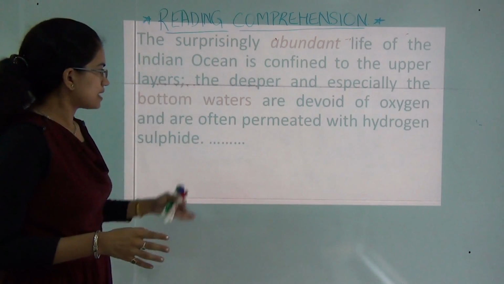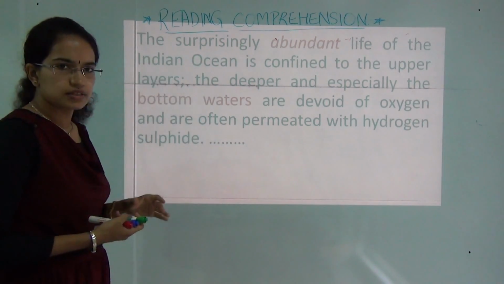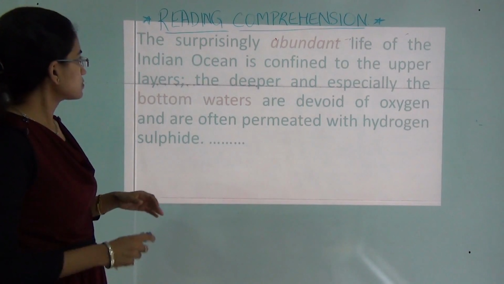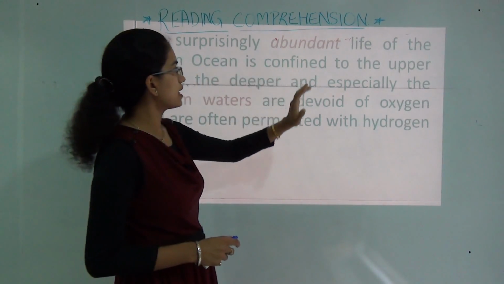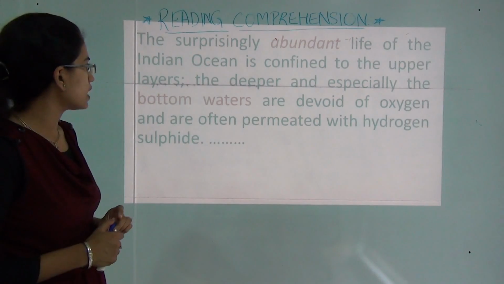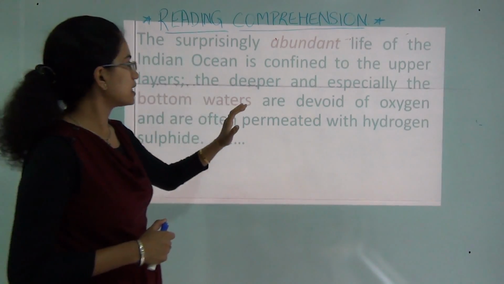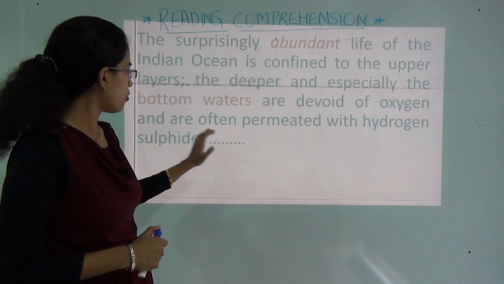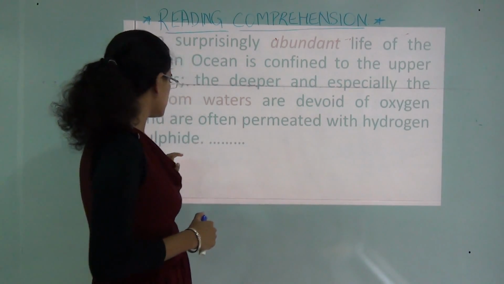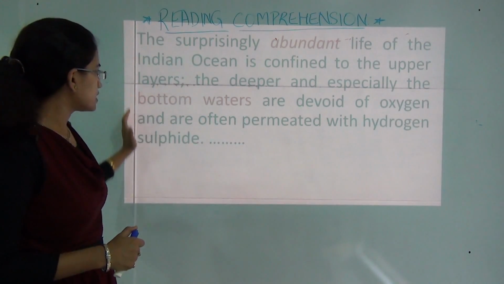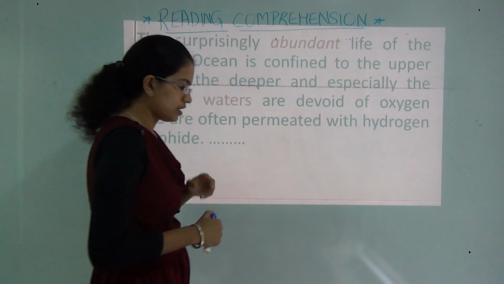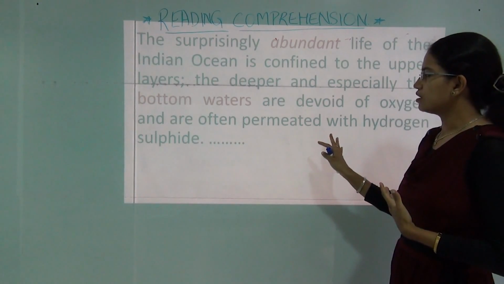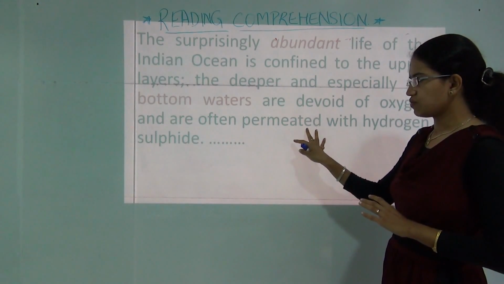Now, there was a long passage on reading comprehension, and I have just taken one sentence from this. This sentence says, the surprisingly abundant life of the Indian Ocean is confined to the upper layers. The deeper and especially the bottom waters are devoid of oxygen and are often permeated with hydrogen sulfide. Okay. Now, I have read this sentence. There would be 2 or 3 questions that I would ask you based on the passage.